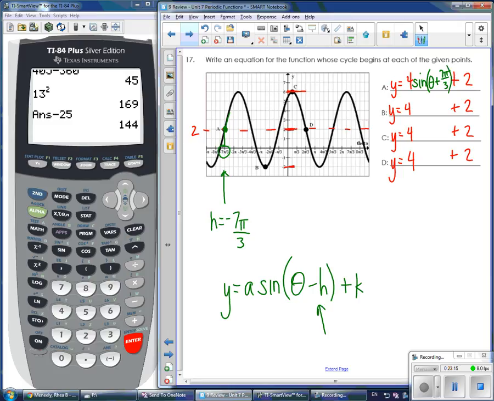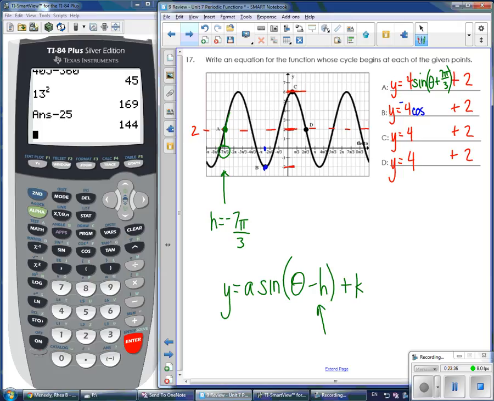So if I take a look at letter B, I can see that B is now starting at the min. If a function starts at the min or at the max, it's got to be a cosine function. The fact that it's starting at the min tells me it's been reflected, so I need to put a negative there. The next thing for me to do is to figure out where the cycle starts on the x-axis.